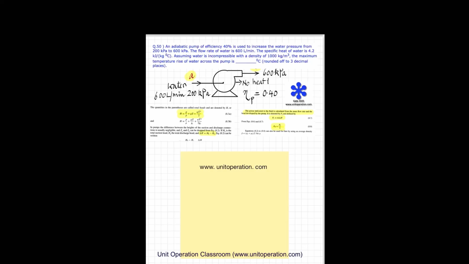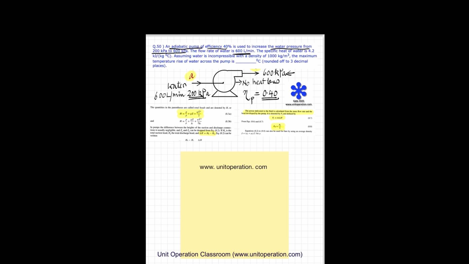Question 50. An adiabatic pump, so this is an adiabatic pump, no heat loss, of efficiency 40%, is used to increase the water pressure from 200 kilopascal to 600 kilopascals. The flow rate of water is 600 liters per minute. So that's what it is.